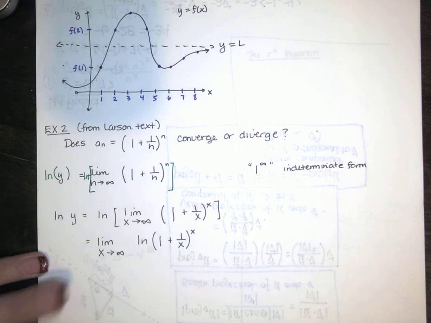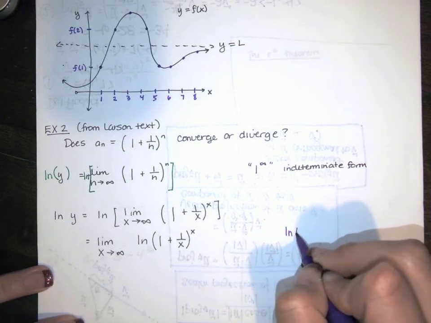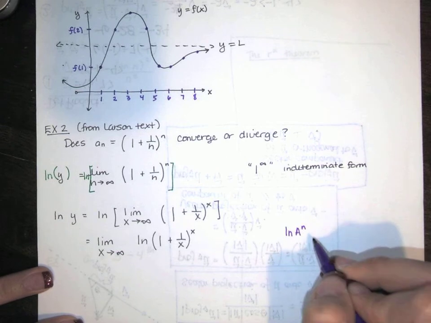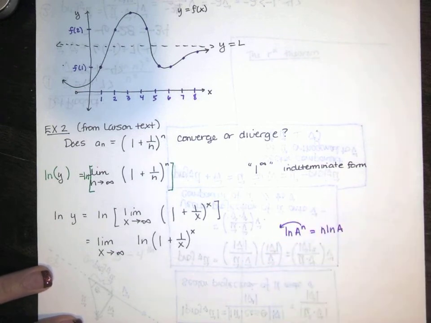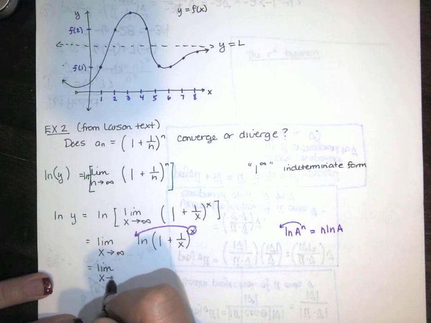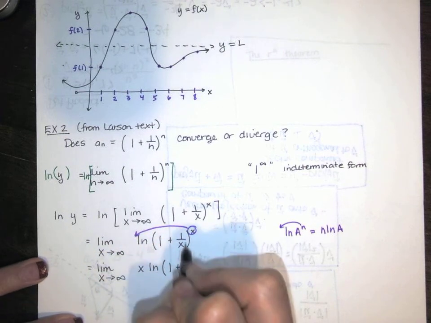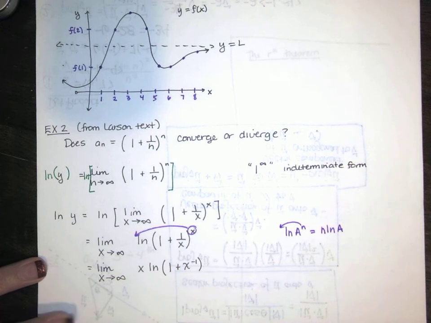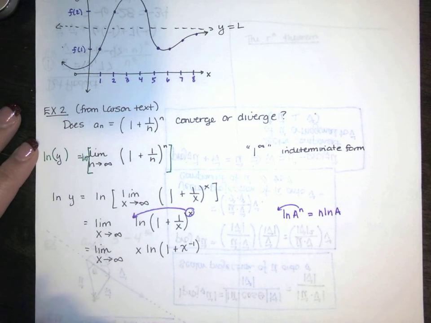So now I've got this. And remember from algebra, if you have log of a to the n, you can bring that n out front. That's n times natural log of a. That's totally legal. We're allowed to do that here. And so now I have x times natural log of 1 plus 1 over x, which is x to the negative 1. And I may still have an indeterminate form. All of this is equal to natural log of y, where y is the limit.